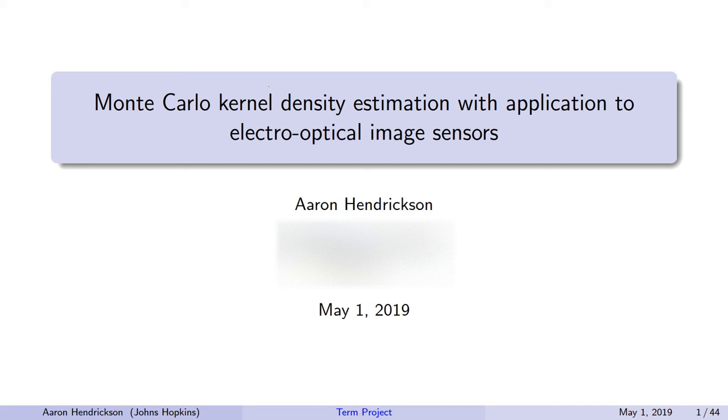This is Aaron speaking, and welcome to my presentation for the final project for this course on Monte Carlo kernel density estimation. I'm going to be presenting it with an application, or really a motivating application, to electro-optical image sensors.